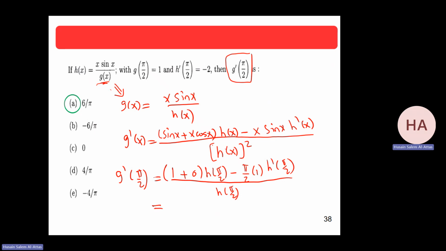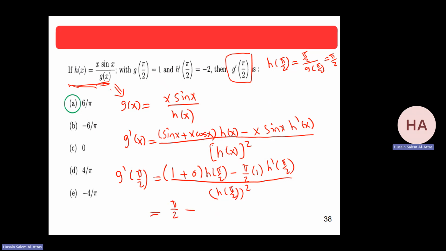H at pi over 2, I don't have it, but I can get it from here using g at pi over 2. So h at pi over 2 will be pi over 2 sine pi over 2, which is 1, over g at pi over 2, which is pi over 2. That will be pi over 2. Don't forget this is square. You need to be careful with the calculation. That's the most important thing.